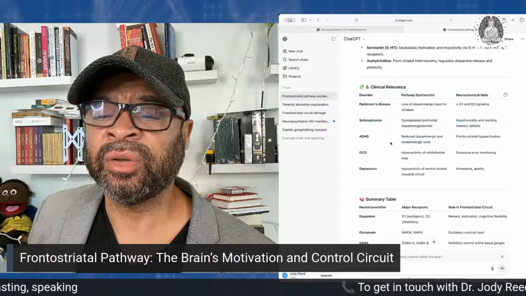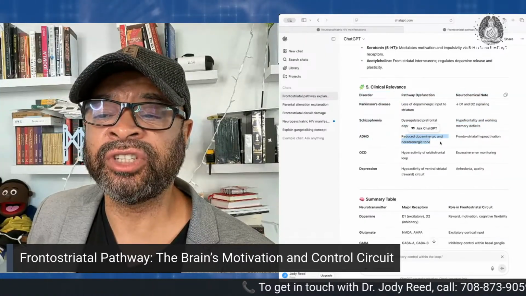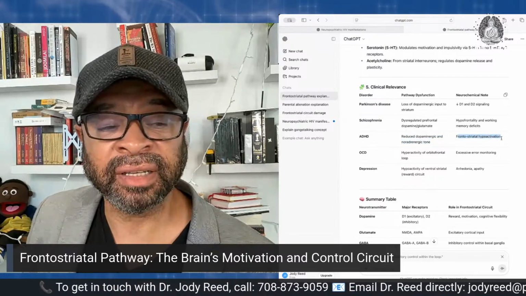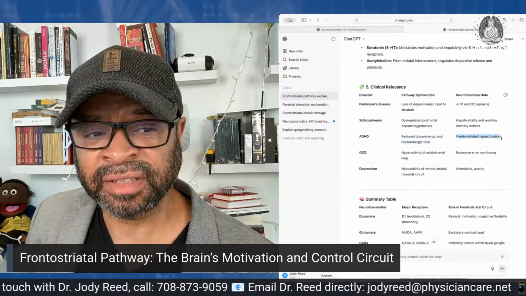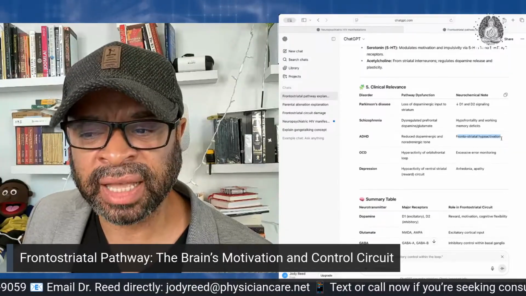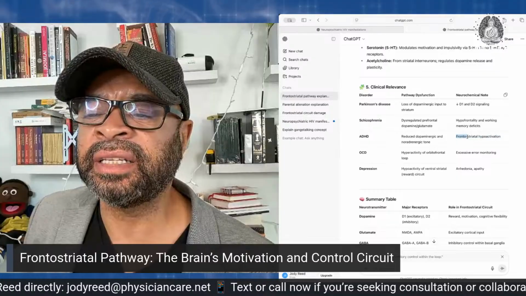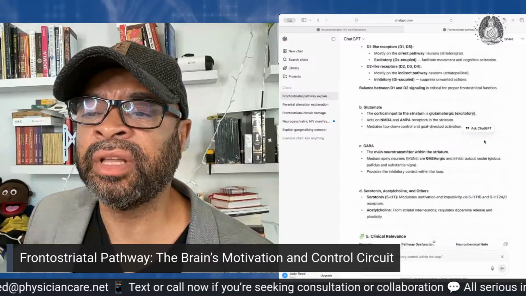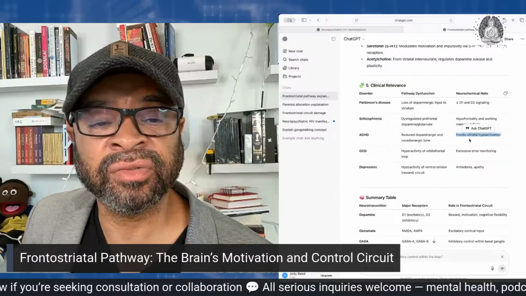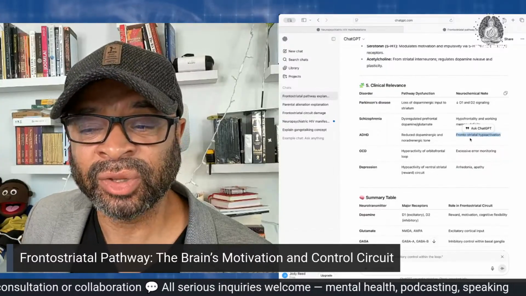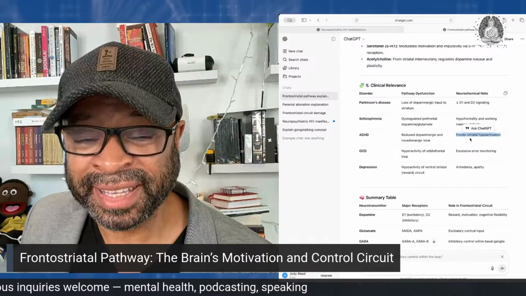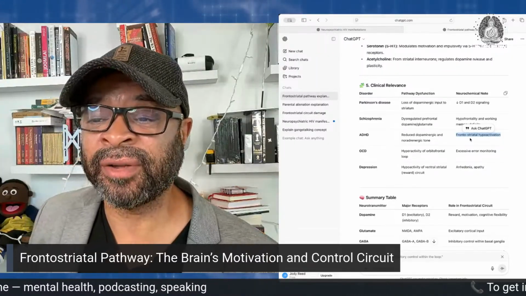Look, ADHD: reduced dopaminergic and noradrenergic tone, and frontal striatal hypoactivity. So you don't have as much executive function, meaning planning, organizing, multitasking, sequencing, because executive functioning comes from this frontal striatal circuit. When you add a stimulant, you're stimulating this frontal striatal circuit, so it can become more dominant, and then the frontal lobe can impose more executive functioning tone over the environment.